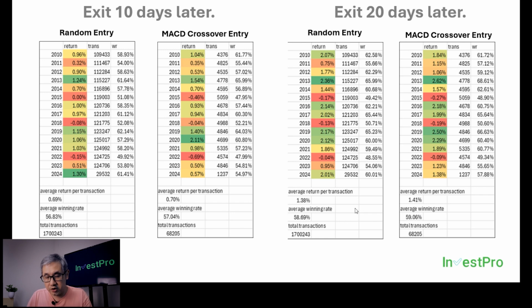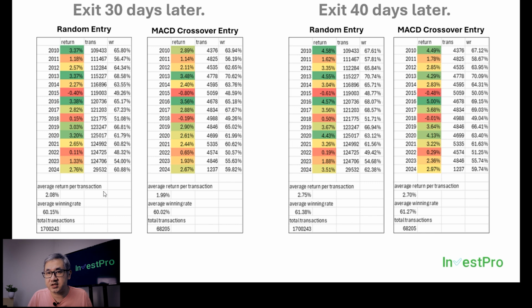Now let's take a look when you exit 30 days later. Well, apparently this is slightly higher, but I would say insignificant as well. It's about the same. The random entry is giving you 2.08%, whereas for the MACD crossover entry, the average return per transaction is 1.99%. The average winning rate, both are giving 60%. And for exiting 40 days, they are just about the same.